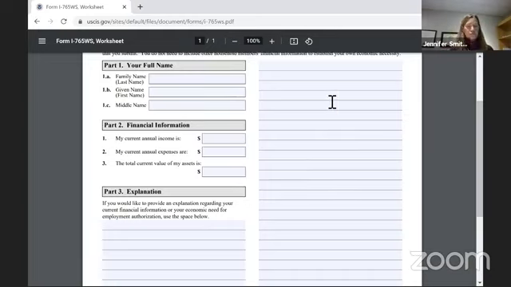So I'm kind of running out of time, but para revisar otra vez los requisitos para DACA, necesita probar que entró a los Estados Unidos antes de 15 de junio de 2007. Y también esa entrada es antes de que usted tiene 16 años. Y después de su entrada, se queda en los Estados Unidos a establecer su residencia en los Estados Unidos hasta que ahora.